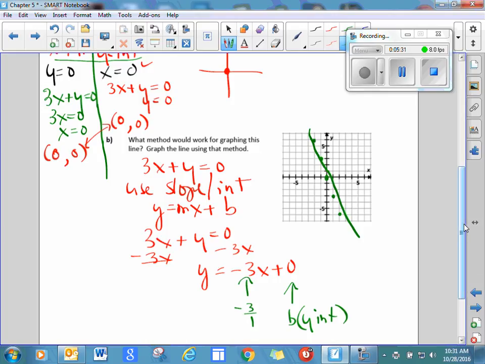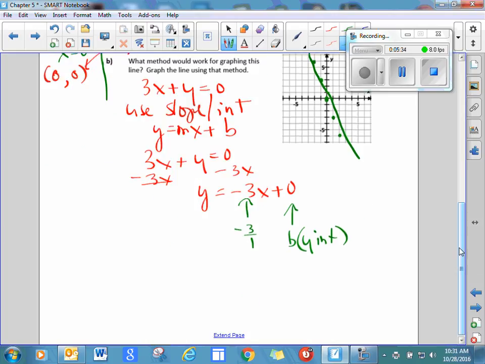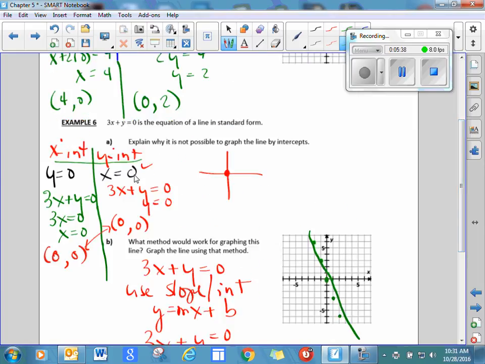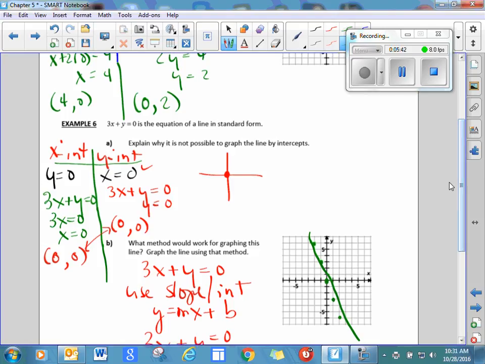The intercept method didn't work. It doesn't always work, but when it does, it's kind of cool. One other problem I'll tell you that I have with the intercept method, I like it a lot and I use it a lot, but you're only finding 2 points.